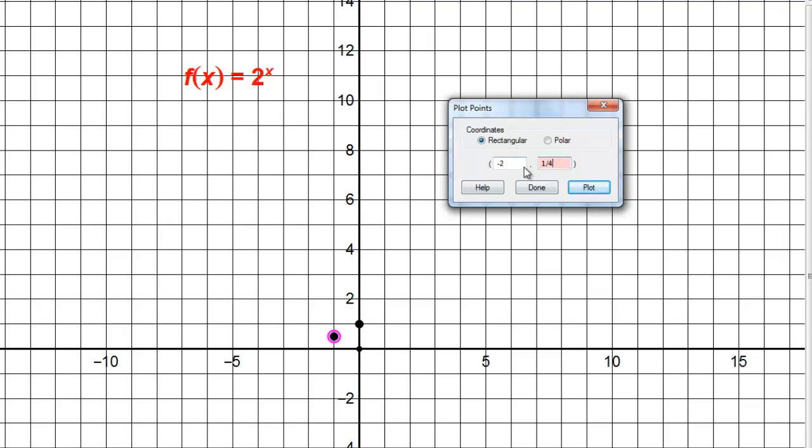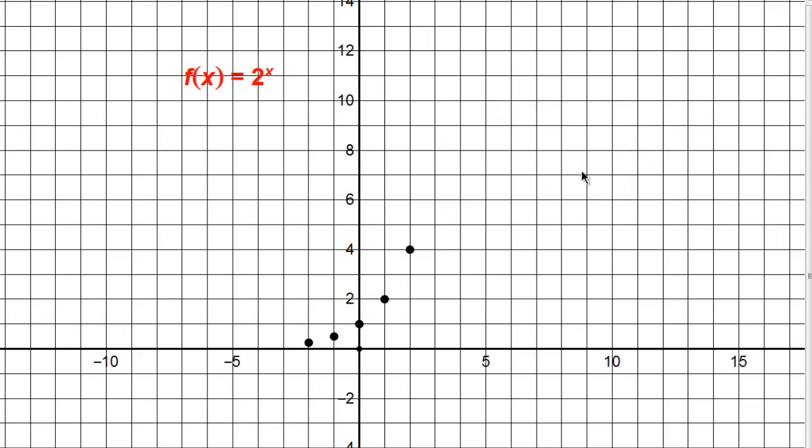Remember, if you're having trouble understanding what is happening, you're just plugging in values. 2 to the exponent of negative 2, which is 1 over 2 squared, which will give you what? 1 over 4. Okay? Let's plot x equals 1. 2 to the power 1 is 2. What about 2? 2 to the 2 is 4. And so here are some points, and now we have to connect. So let's connect them together and see how the graph looks. So there is our graph going through these points right here.